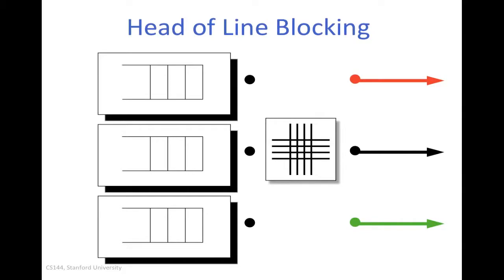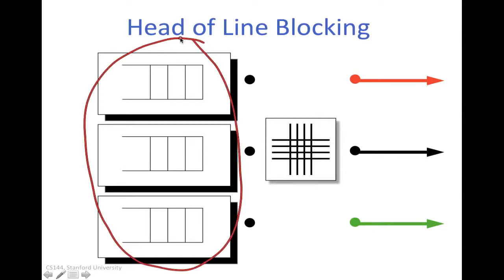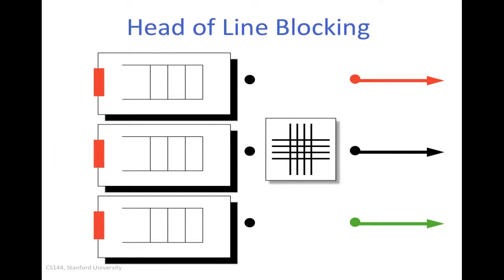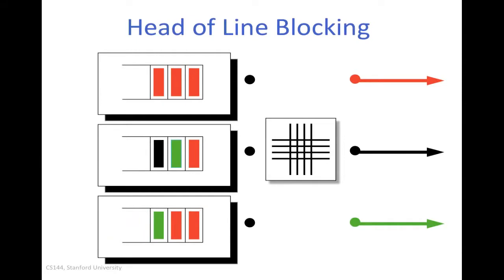Let me go through an example. These are 3 inputs representing the inputs of the switch. So these are the input buffers. I've taken away everything else on the switch just to make it a little bit clearer. And we're going to see packets arrive to these. Here they are. They're red ones going to the red output, black ones to the black output, green ones to the green output.